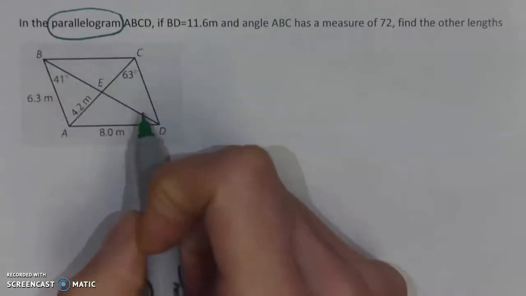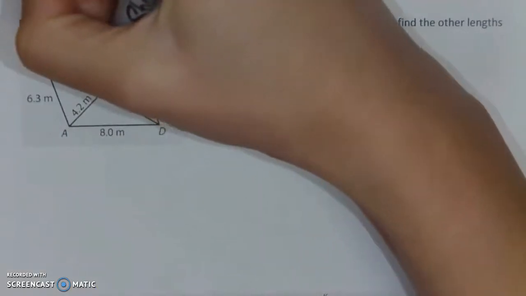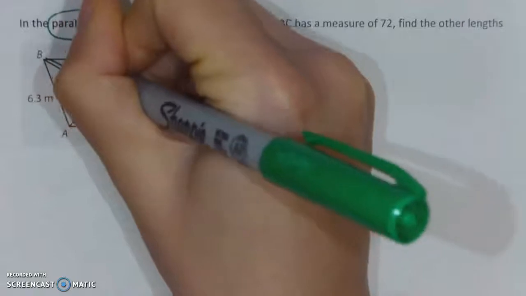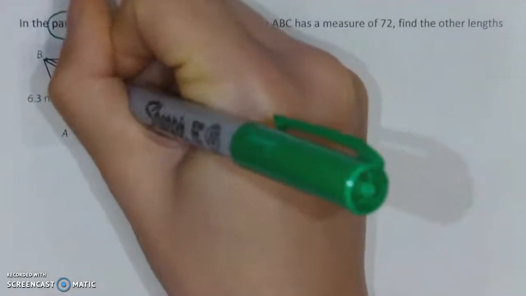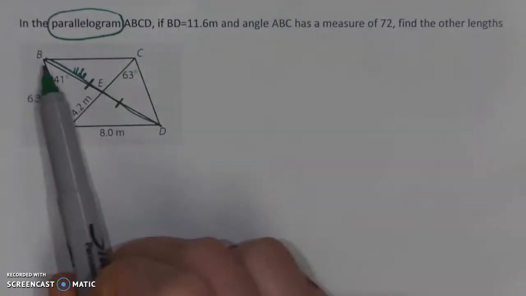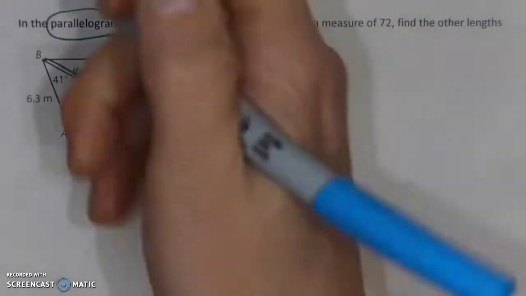BD, so B to D, is 11.6. And I'm just going to draw that in. I'm also going to keep in mind that if this whole thing is 11.6, this is going to be equal to this. I also know that ABC, this big angle, has a measure of 72.